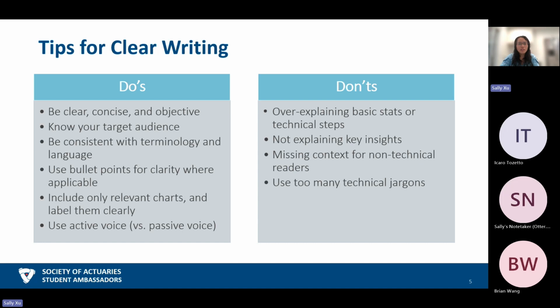Missing context for non-technical readers. If your primary audience is technical, even so, there still might be reviewers from other business areas who might not understand or be familiar with your project at all. So you want to spend a little bit of time explaining what a metric represents or why this assumption was chosen, adding that context where you think it's needed. Sometimes some of it can be done in the appendix, but maybe you want to introduce certain things early on so that it doesn't get confusing for the readers.